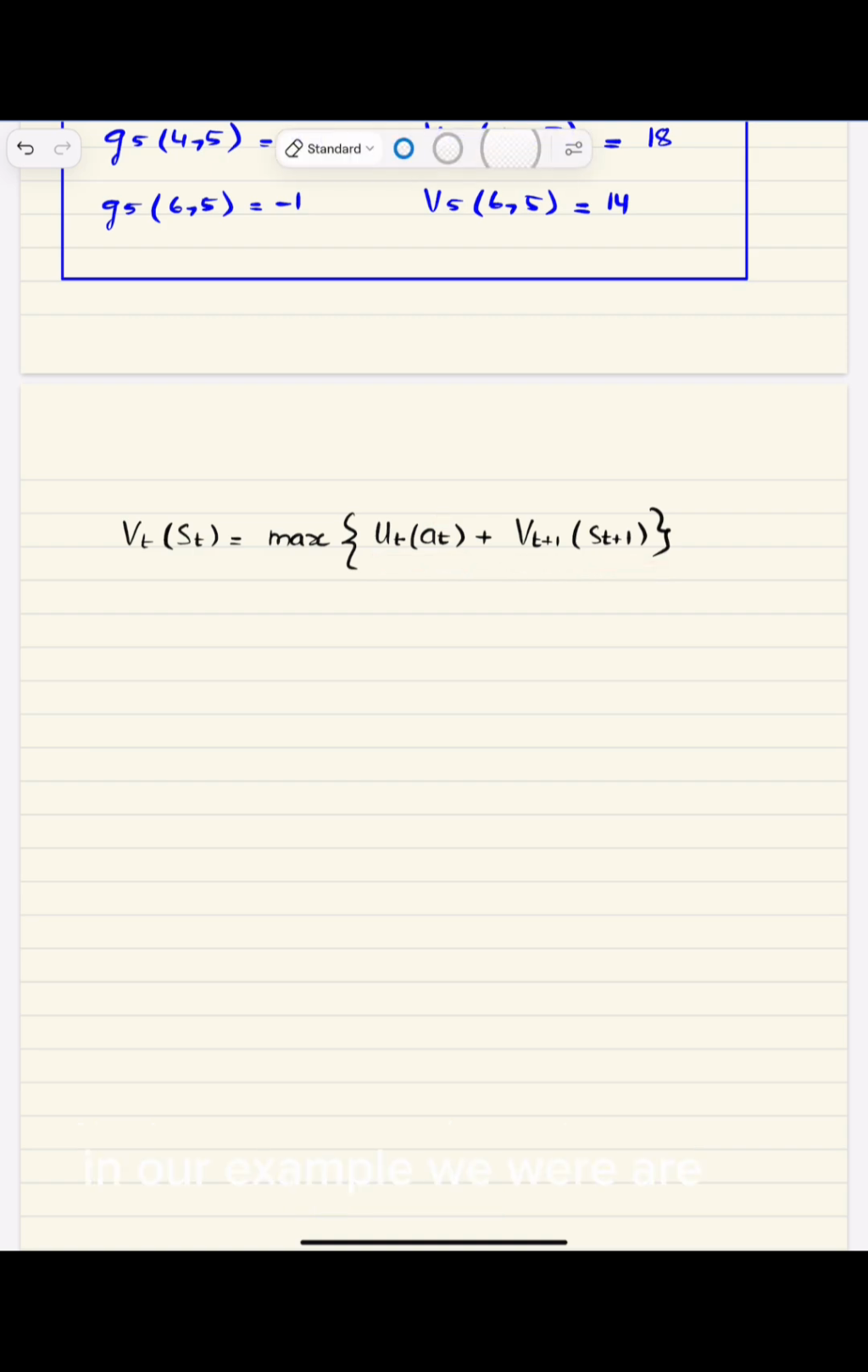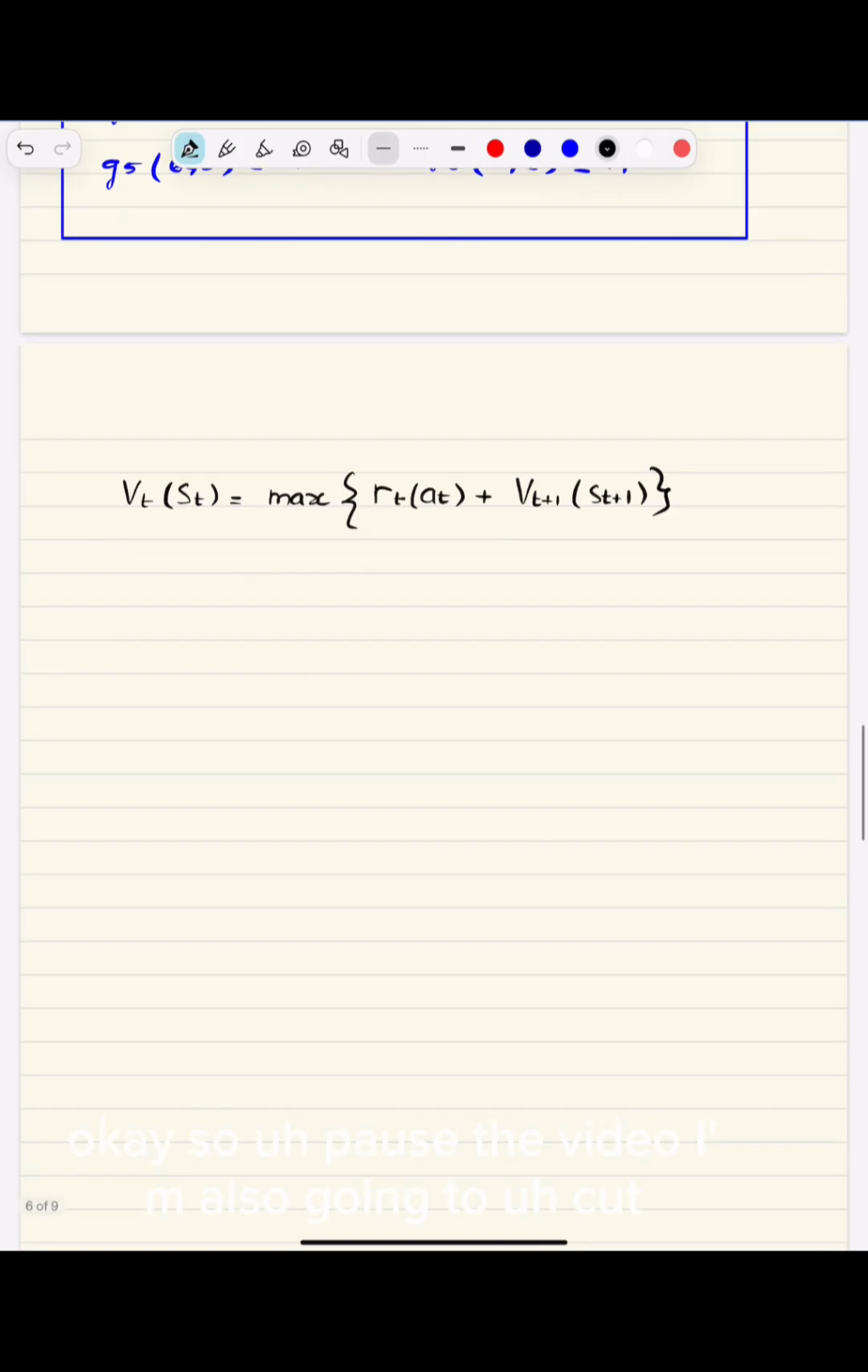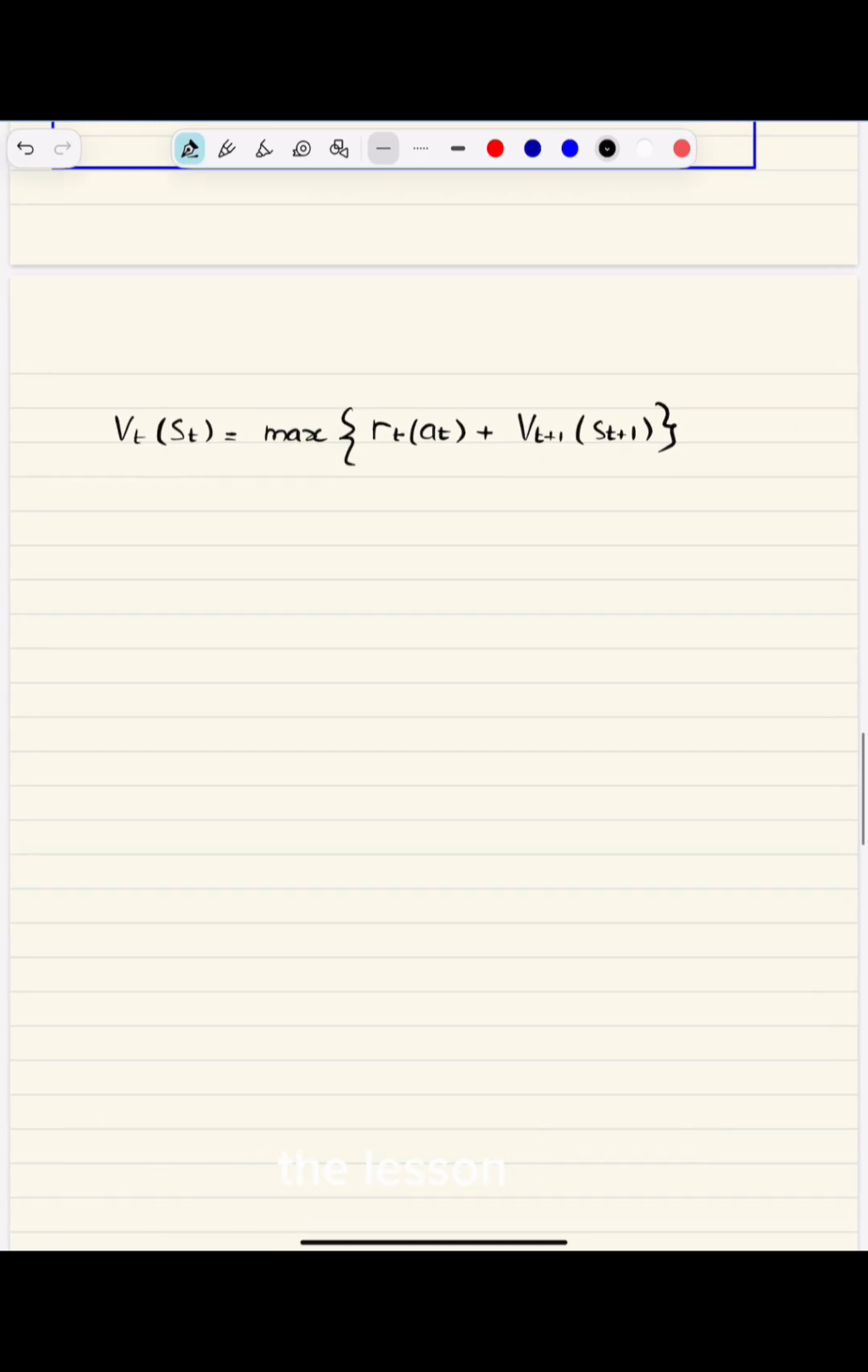In our example, there wasn't any utility; we were maximizing the rewards. Okay, so pause the video. I'm also going to cut the lesson here and solve the question, and hopefully our answers will match.